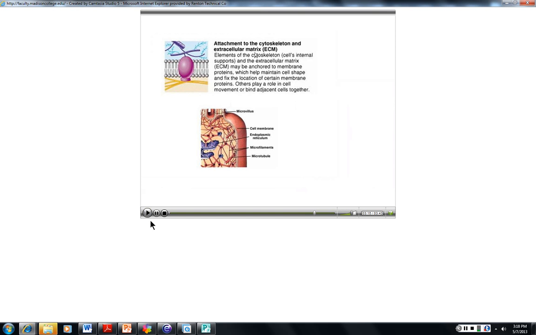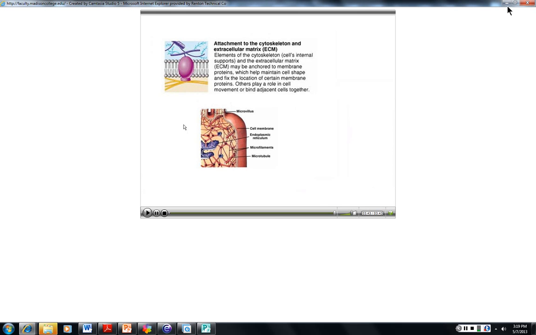This occurs, of course, within the intracellular matrix. However, these proteins can attach to fibers in the extracellular matrix as well. This helps to give the cell some shape and to stabilize it in place. Another function of the cytoskeleton you're seeing here is that it does hold the internal organelles in place. They are not just floating around freely inside the cytoplasm.